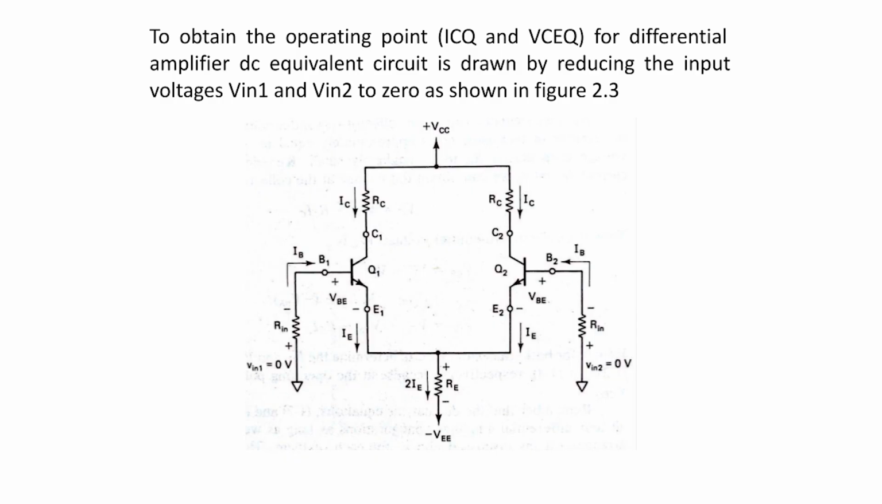The operating point ICQ and VCEQ for the differential amplifier DC equivalent circuit is drawn by reducing the input voltages V in 1 and V in 2 to 0, as shown in the figure. Applying KVL to the base-emitter loop of the resistor, the following equation shows the actual calculation of this.